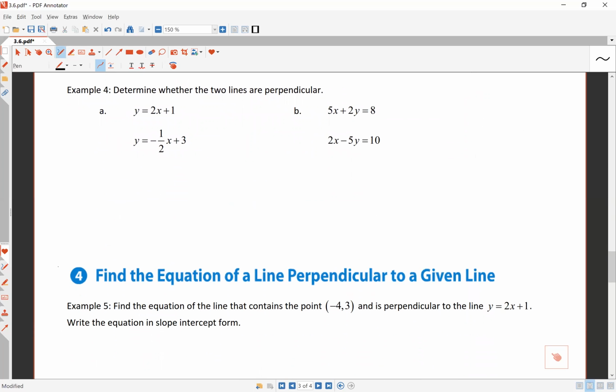So now, to determine whether two lines are perpendicular, we look at their slopes and we ask ourselves, are they negative reciprocals of each other? In letter A, the first line has a slope of 2, and the second line has a slope of -1/2. 2 and -1/2, those are definitely negative reciprocals of each other. So we have two lines that are perpendicular this time.